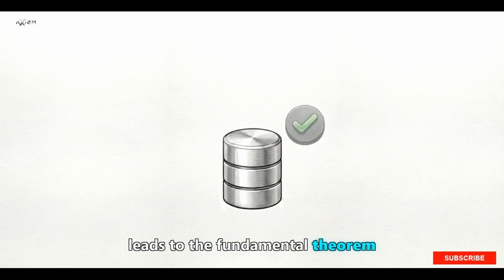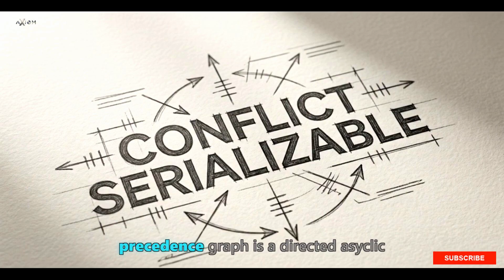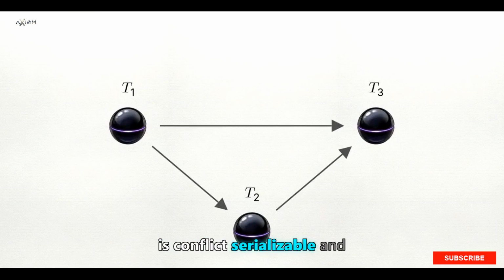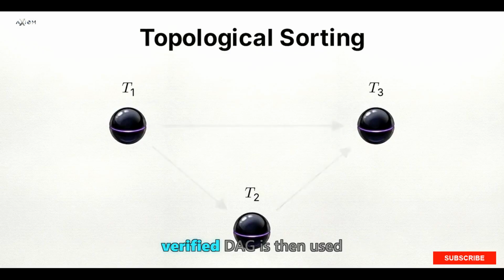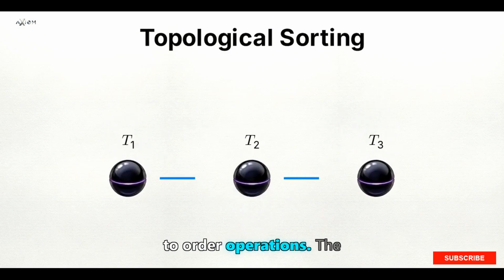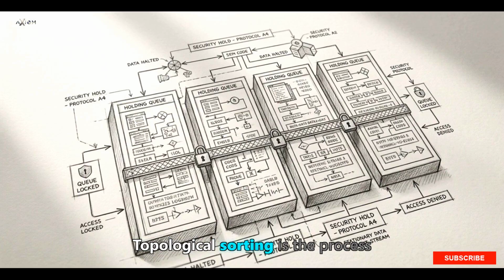This leads to the fundamental theorem of database concurrency. If and only if a schedule's precedence graph is a directed acyclic graph, the schedule is conflict serializable and the data is mathematically guaranteed to be safe. A verified DAG is then used to order operations. The system performs a topological sorting. Topological sorting is the process of flattening a directed graph into a valid linear execution order.